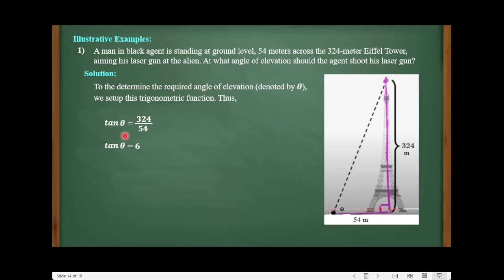Now, from this equation, solving for theta, we must eliminate tangent on the left side. Therefore, the equation becomes theta equals the arctangent of 6. What is that angular measure in degrees whose tangent value is 6? Using your scientific calculator, you simply press the shift key followed by the tangent key and type 6. Then you press the equal sign, and the value you will get is 80.53 degrees, which is the required angle of elevation for the agent to shoot the alien with his laser gun. So this is the answer. That is your theta, 80.53.